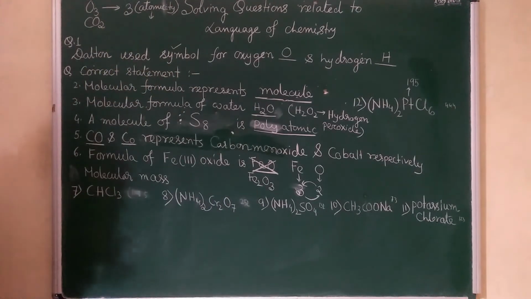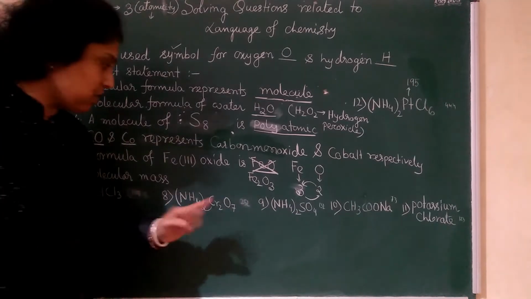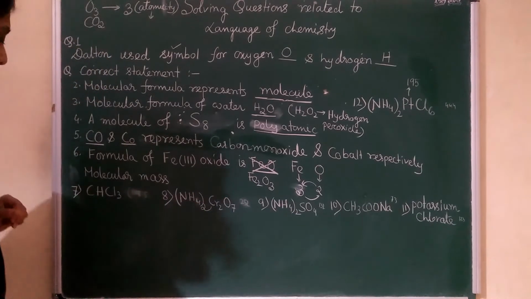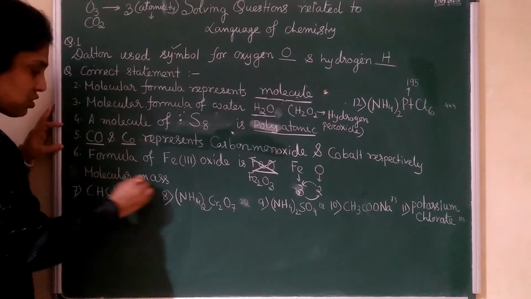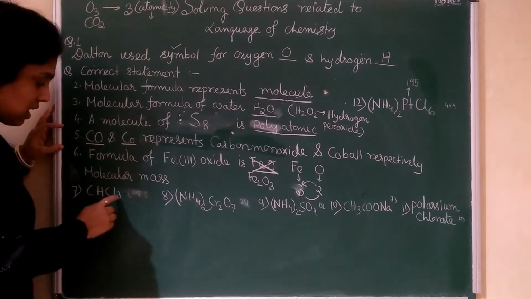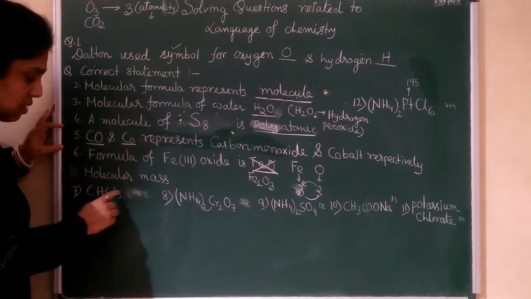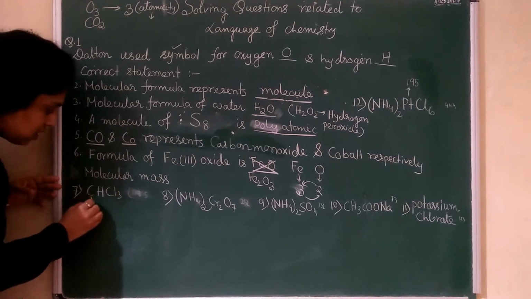Okay. Next question is given, finding the molecular mass of the following. So what is the formula? CHCl3. So what is the molecular mass? First you have to write each element's mass, and the number represents that many times the atom is present. So what will it be? Carbon. What is the carbon atomic mass?